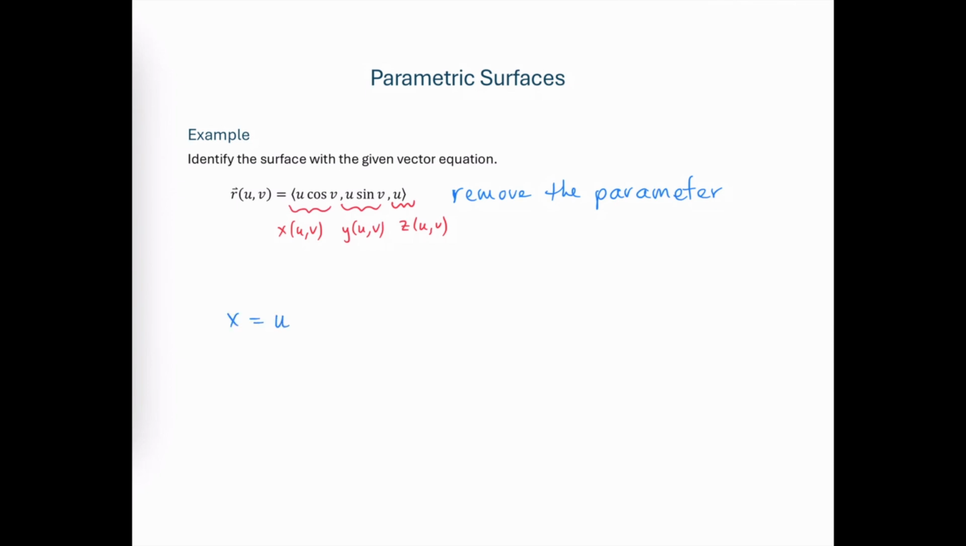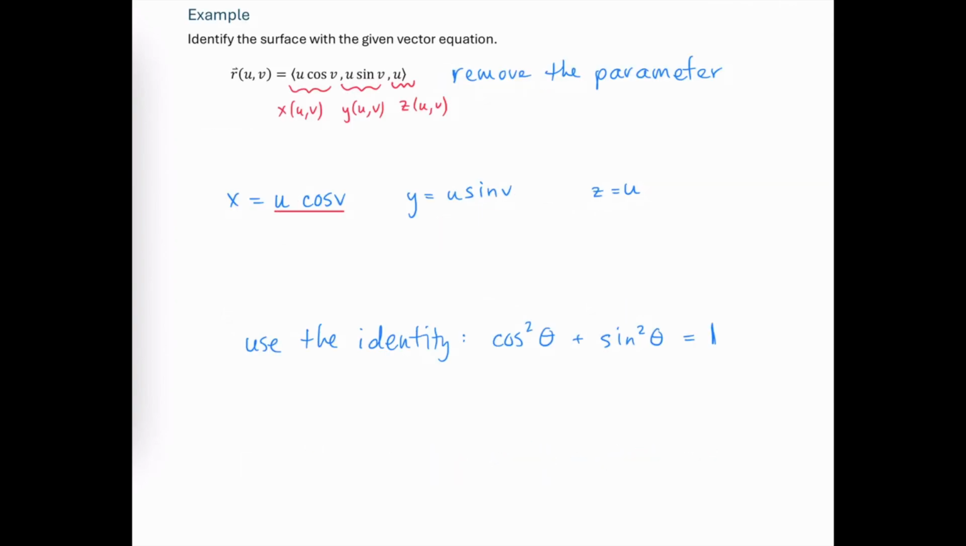So let's spread this out a bit. x is equal to u times the cosine of v, y is equal to u times the sine of v, and z is just equal to u. When we have cosine and sine in our parametric equations, we usually use the trig identity, cos squared plus sine squared is equal to 1. Let's solve this first parametric equation for cos v by dividing both sides by u. And similarly, we'll divide both sides by u here so that we have cos v is equal to x over u, sine v is equal to y over u, and we still have just z is equal to u.